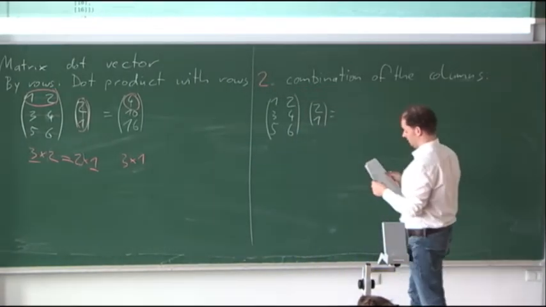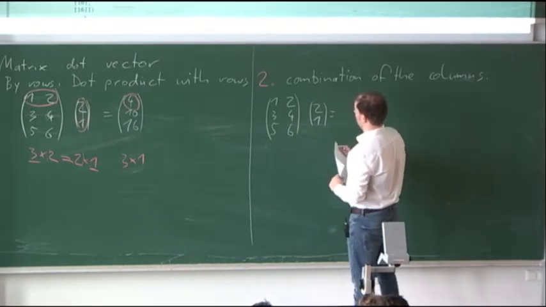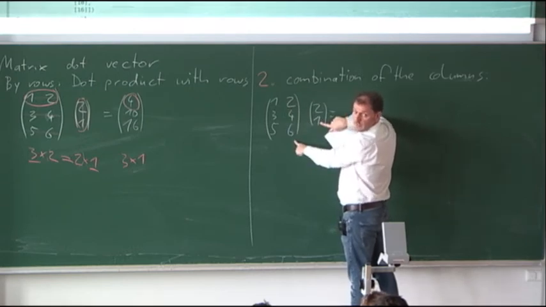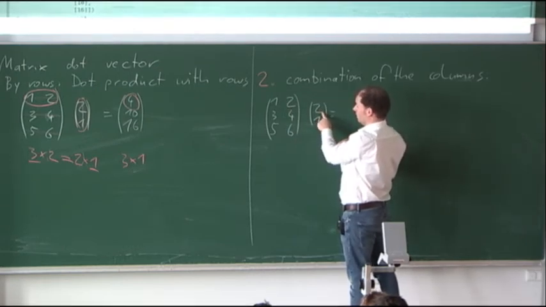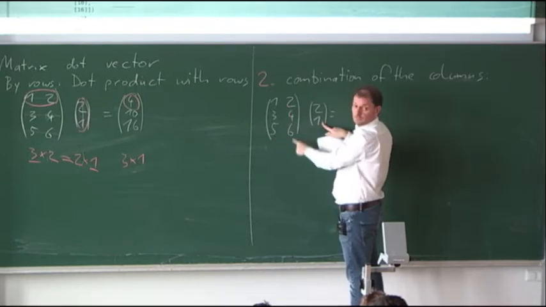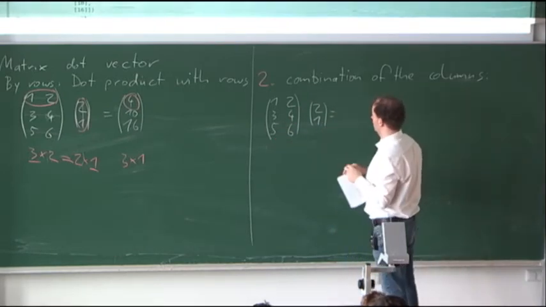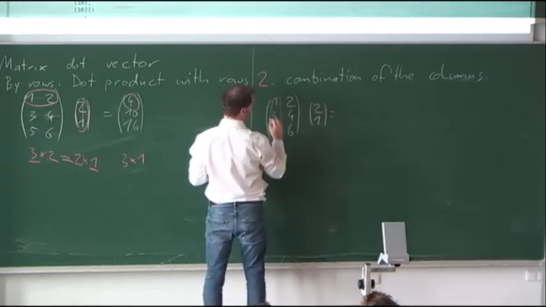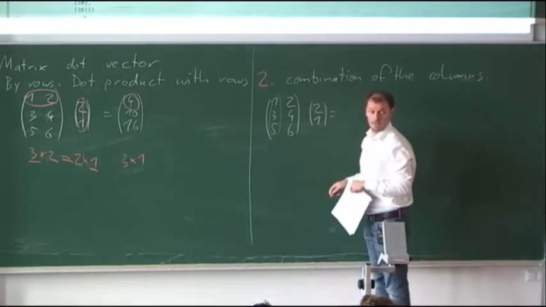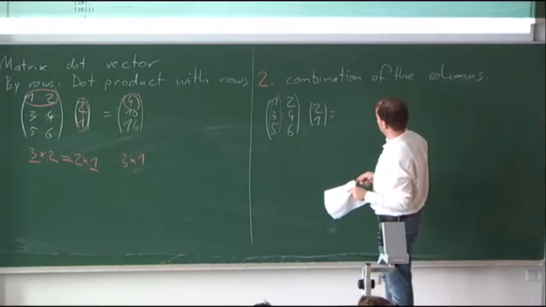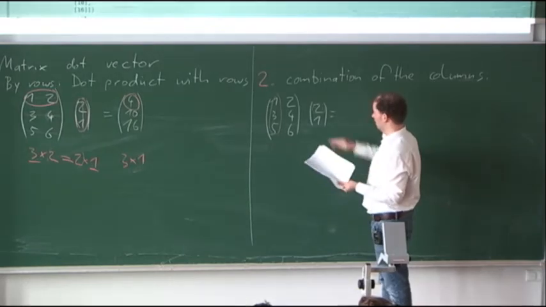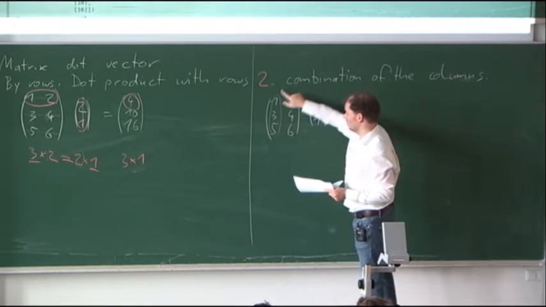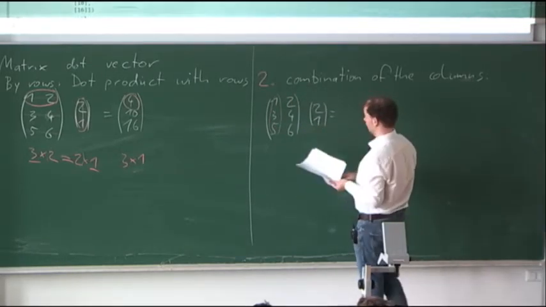The way to think about it here is that the result will be 2 times the first column plus 1 times the second column. So this vector just tells me how much I want of column 1 and how much I want of column 2. This will be 2 times column 1 plus 1 times column 2, and it's exactly the same calculation. It gives me a weighted sum of the columns of the matrix, where the vector tells me how much I want of the first column and how much I want of the second column.